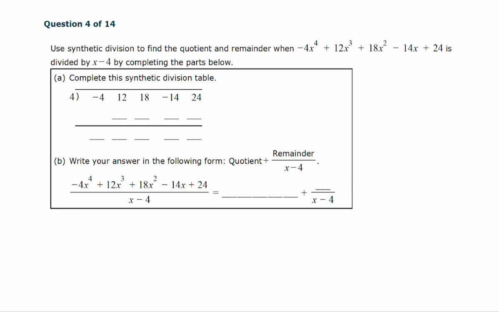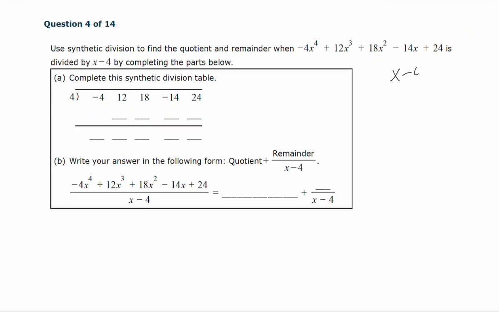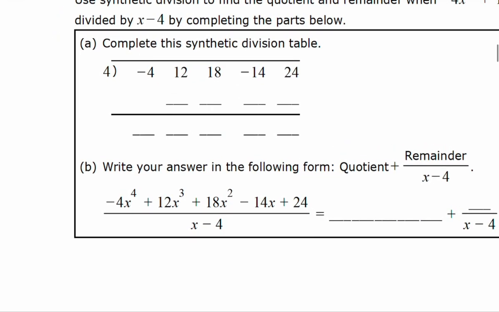So here it says use synthetic division. There's a synthetic division box in mine. I'll show you how it works out. Okay, so first let's check our powers. 4, 3, 2, 1, nothing, perfectly. So you'll notice these are the coefficients, -4, 12, 18, -14, and 24. They took x minus 4 and set it equal to 0 and got 4. That's what's right there.